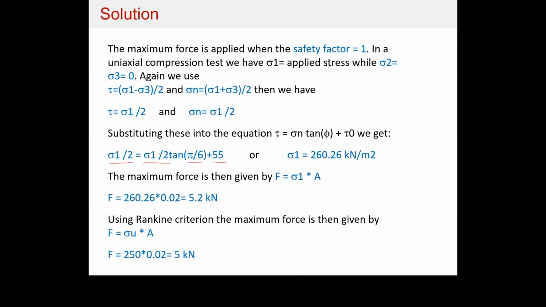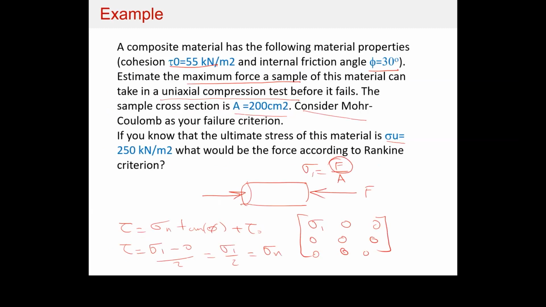In this equation, the only unknown is sigma 1 divided by 2, or sigma 1 basically. So sigma 1 is on this side and sigma 1 on this side. So you basically take sigma 1 divided by 2 multiplied by tangent of pi over 6 to the left end. You take sigma 1 as a common factor. You divide by 1 minus tangent pi over 6, and you multiply with 2, you get this number. Okay, once you have sigma 1, you know that F is going to be sigma 1 multiplied with A. You just multiply with A, you get F.